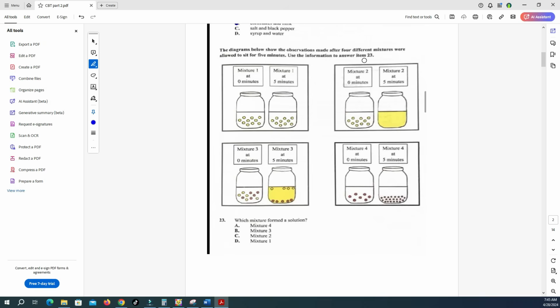The diagram below shows the observation made after 4 different mixtures were allowed to sit for 5 minutes. Use the information to answer item 23. So here's mixture 1. After 5 minutes, it's still the same thing, nothing done. Here's mixture 2. After 5 minutes, it actually dissolved. You can see that the yellow particles dissolved into the water. So which mixture formed a solution? Okay. I think it would be mixture 2.